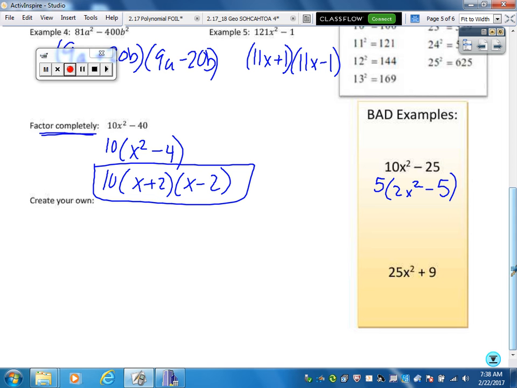Our next one, perfect square, but it's not subtraction, so this one is also not going to work. You're going to have to say not factorable.